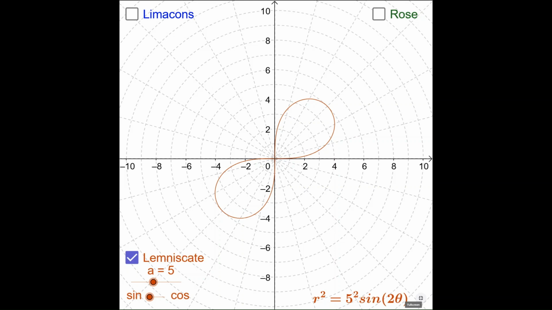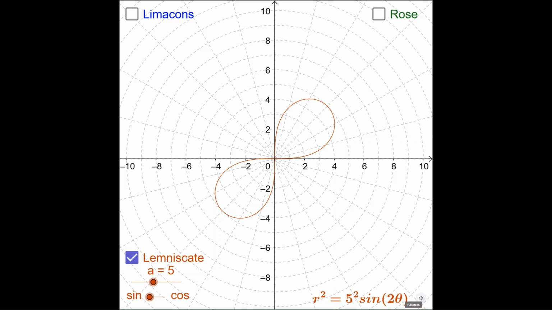Let's look at some examples of lemniscates. The lemniscate function as a polar function in general is going to have the equation r squared is equal to a squared sine of 2 theta, or it could be r squared is equal to a squared cosine of 2 theta. And it's always going to be 2 theta. You can change the 2 to different values, but we're just going to always keep it at 2 theta.